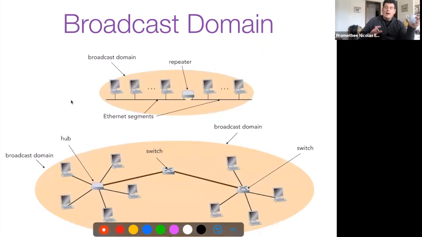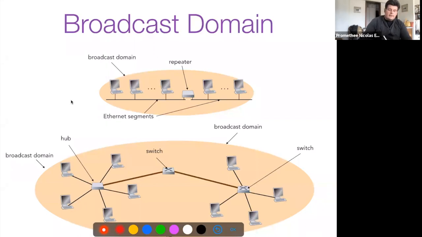That's the reason I introduce the broadcast domain as well. It doesn't mean that because you avoid the collisions, you can broadcast within just one domain. Broadcast will still go everywhere, and that may be a problem, because sometimes you may not want your traffic to go everywhere.